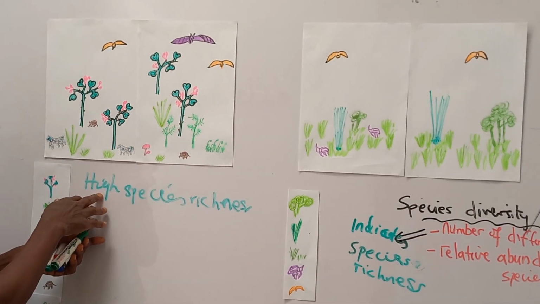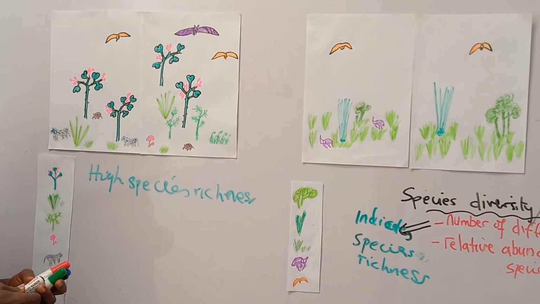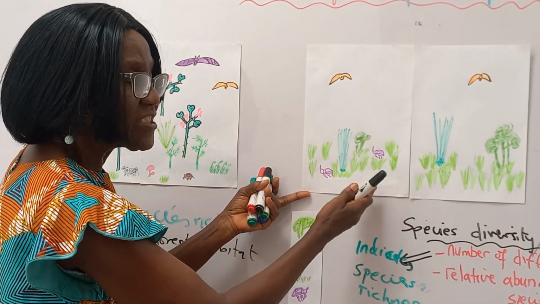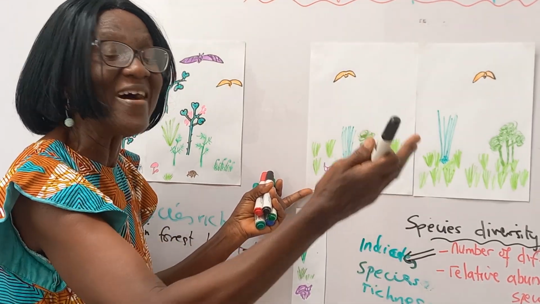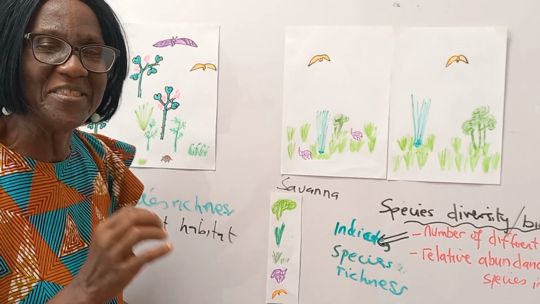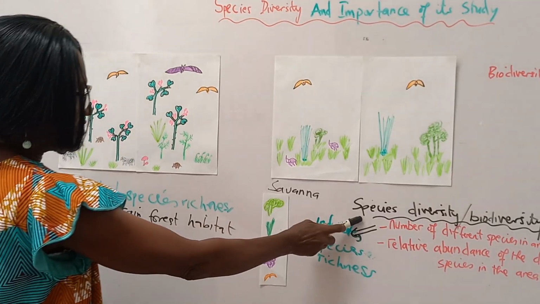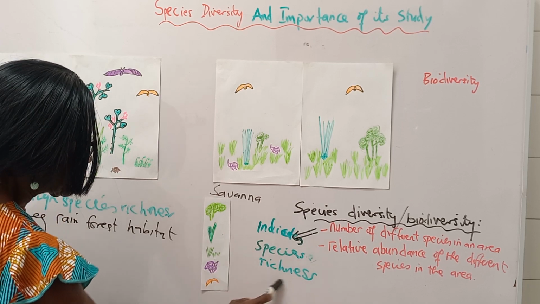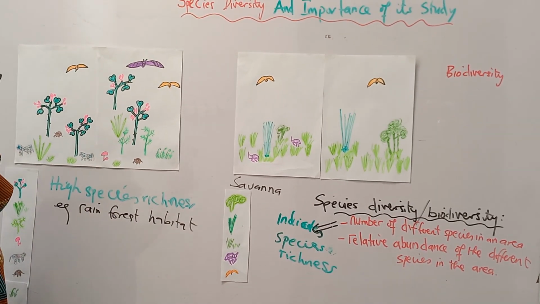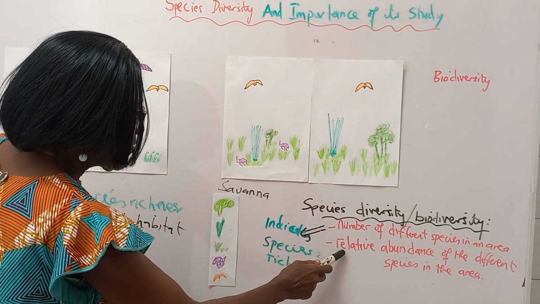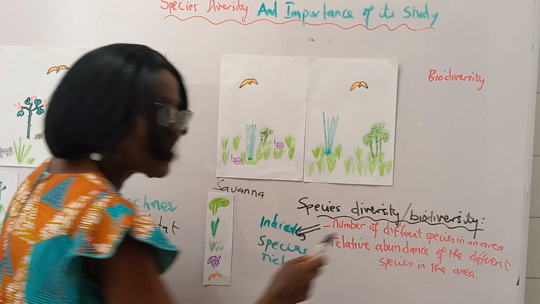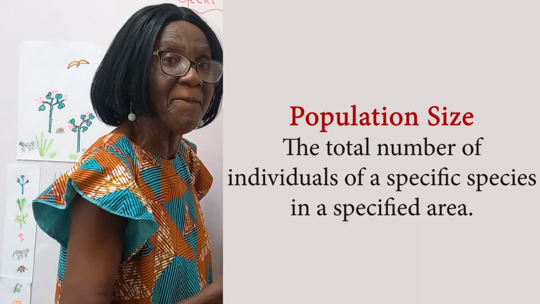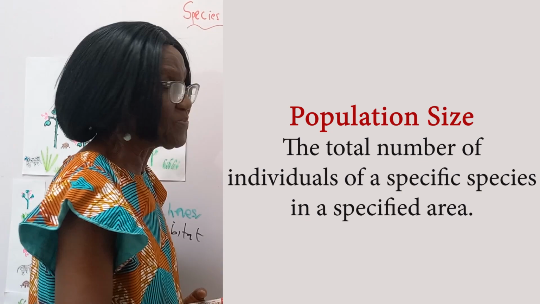This area with a higher species richness, an example is a rainforest habitat or ecosystem. This area with a lower species richness is like savanna, grassland, or it can have very few species like in a desert. So species diversity looks at the number of different species in an area, which indicates the species richness, and not only the species richness, but species diversity also looks at the relative abundance of the different species in the area. What it means is, when you are looking at abundance, you are looking at population size, the total number of individuals of a specific species in a specified area.